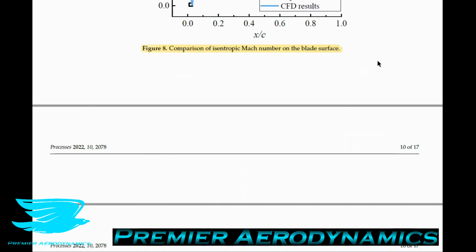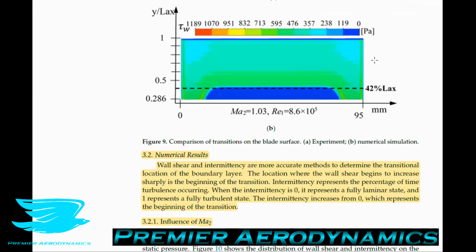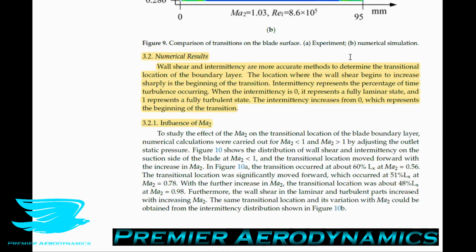And let's pick up where we left off from last podcast. So last podcast, we were looking at just the validation of that CFD model. Let's move on to the additional results that they found through the CFD model. So the numerical results, wall shear and intermittency are more accurate methods to determine the transitional location of the boundary layer. The location where the wall shear begins to increase sharply is the beginning of the transition.